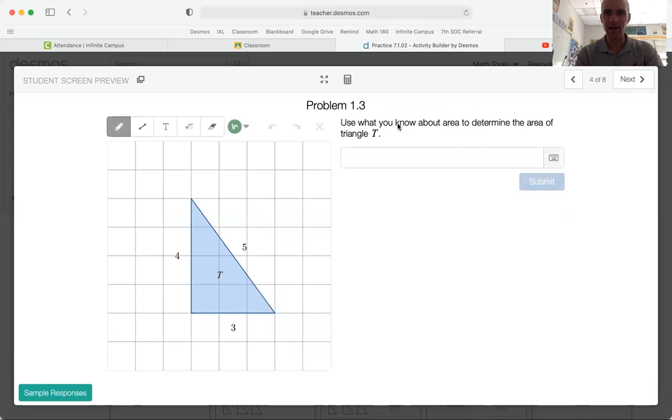All right, the next problem says, use what you know about area to determine the area of triangle T. So area, in case you've forgotten, is the space that a shape or an object, well, I really shouldn't say object because then we'd be talking about volume. So the space that a 2-dimensional shape takes up, all this. So not perimeter. If you're thinking about perimeter all the way around, that's not it.